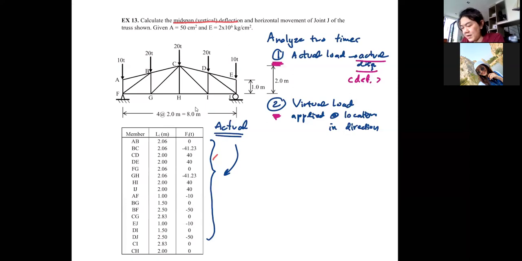I have done the work and you see that member AB is a zero force member. And you should try to record a zero force member as well, because when you know that this is a zero force member, it means that the actual displacement of this member is zero. So it will not produce work at all. And BC here is compression equal to 41 minus 2, something like that. Okay, this is a symmetric structure.